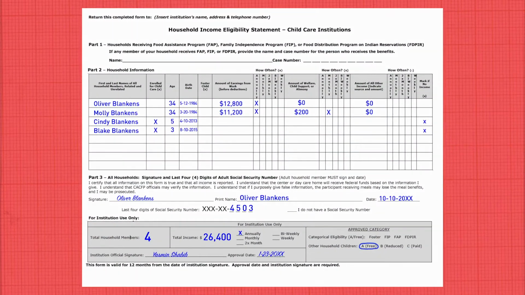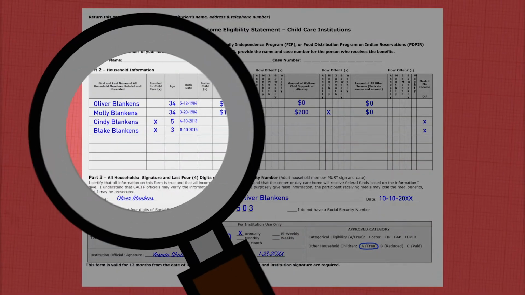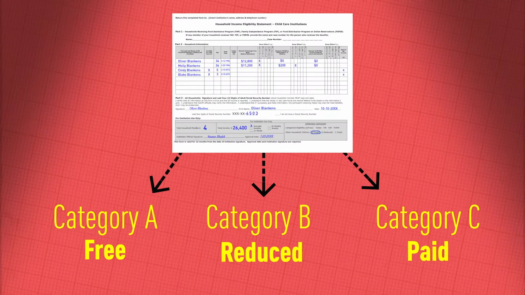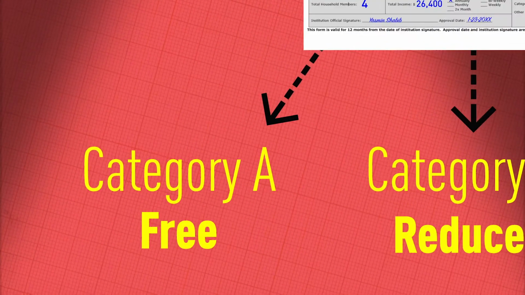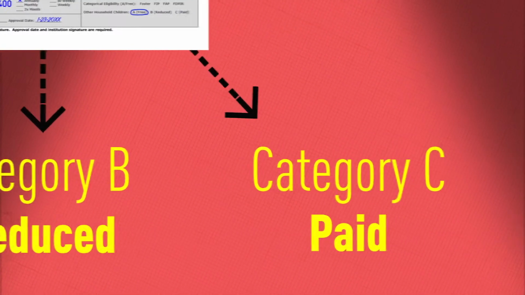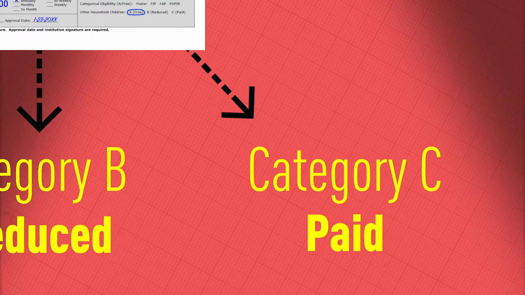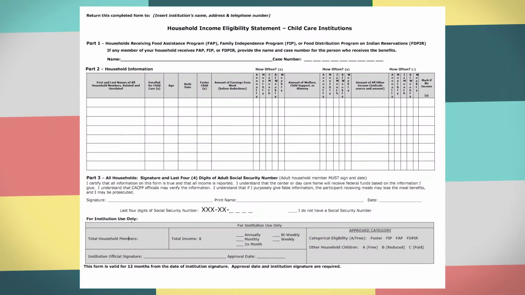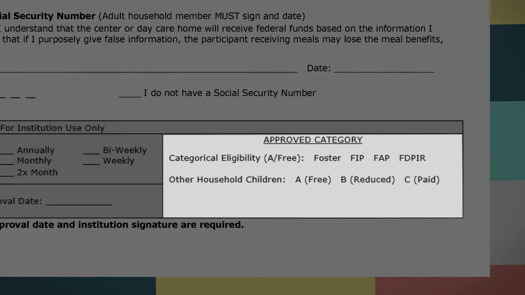Once you've received the household income eligibility statements back from the families, review the form for completeness to determine the reimbursement category. They can fall into one of three categories: Category A, free; Category B, reduced; and Category C, paid. So let's take a look at the household income eligibility statement so we know how to read it and organize our families into these three categories.